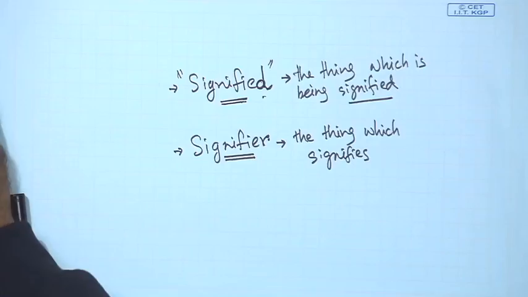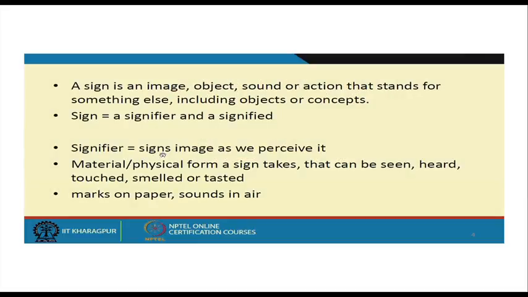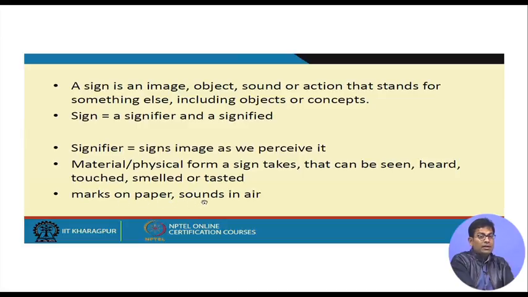So now if you look here, signs are the image as we perceive it. So signifier is basically the image or the object that we perceive. Okay, so it is the thing we perceive which stands for something else. And then another very important aspect is the material and physical form a sign takes that can be seen, heard, touched, smelled or tasted. So for example the marks on a paper or the sounds in air, all these are part of the sign.